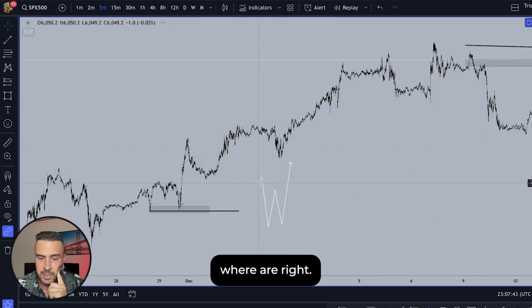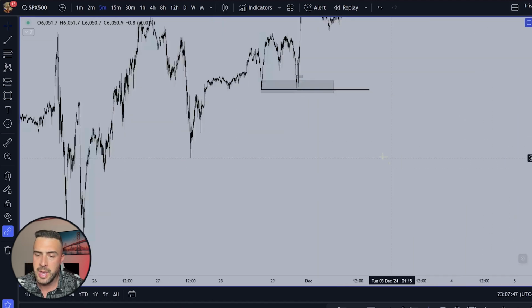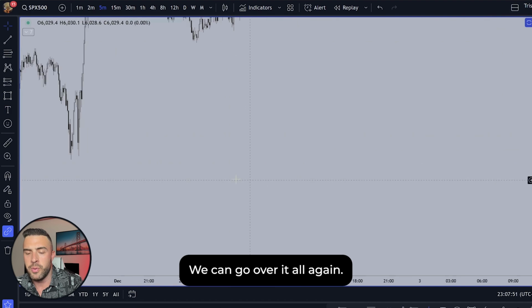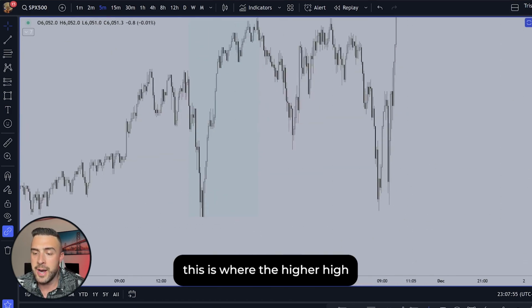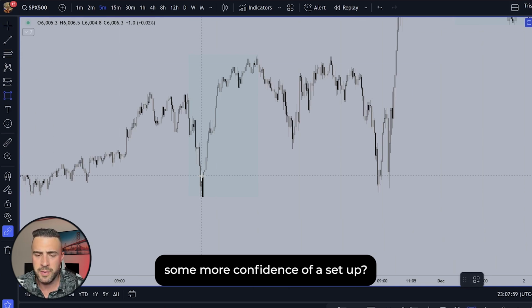Where are you? Great, so we'll get rid of this right here. And let's take a deeper look. I'll exit all this so we can go over it all again. So if you look and see, this is where the higher high was formed. So what can we find to give us some more confidence of a setup?